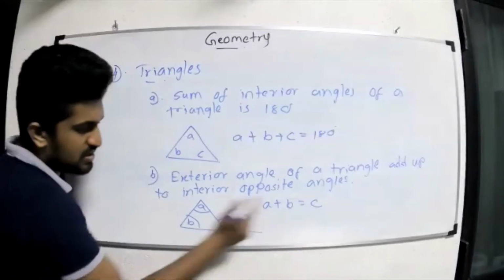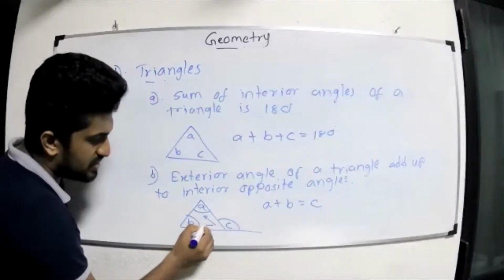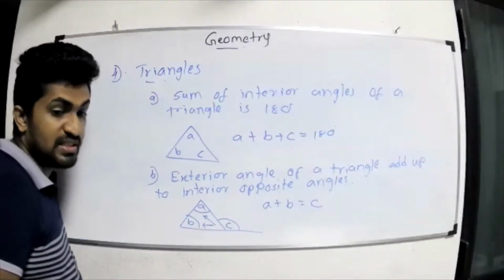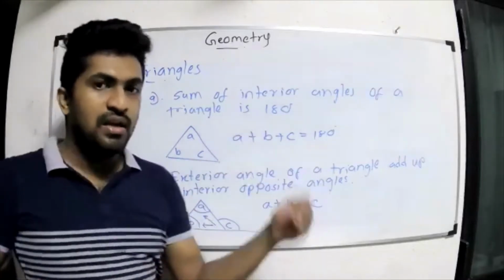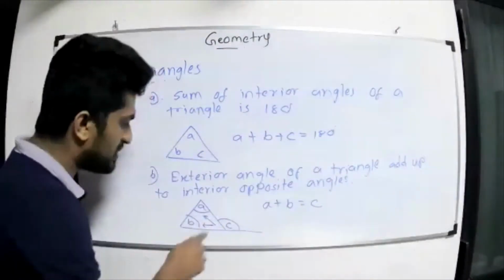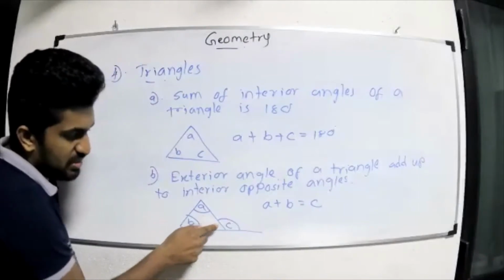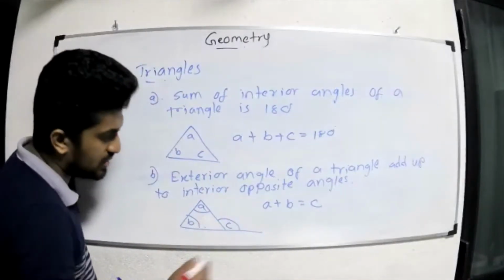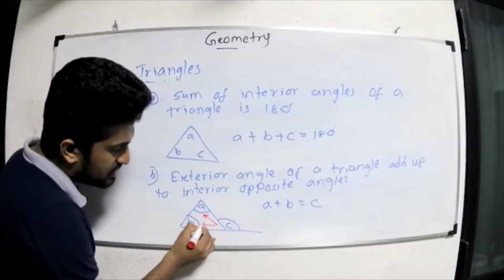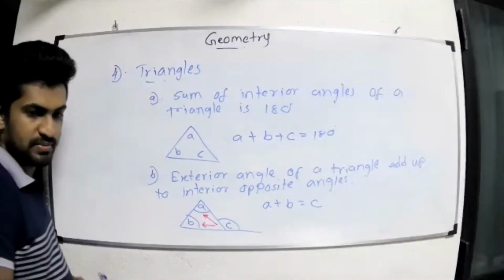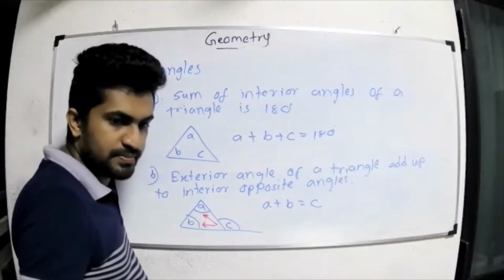Exterior angle equals sum of interior opposite angles. Okay, not interior angle, interior opposite. Interior opposite means this is the interior angle, but these two are the interior opposite angles. Please copy this.